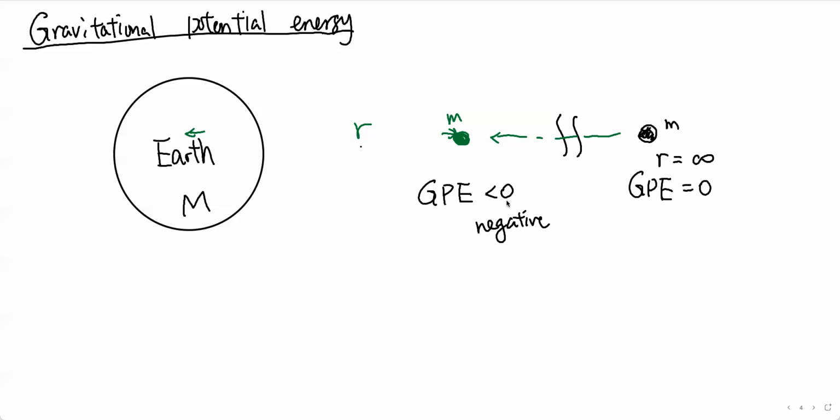And we are going to derive the formula. For GPE, we use the symbol, the big U.